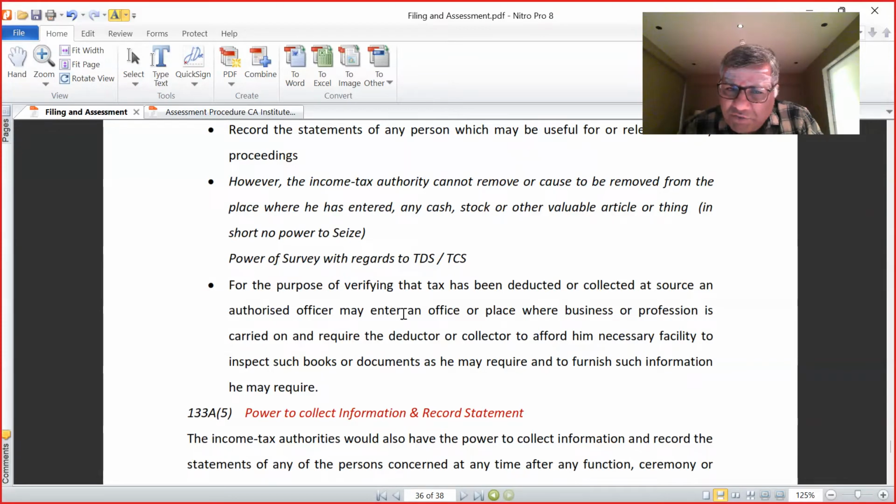An authorized officer may enter an office or place where business or profession is carried on and require the deductor or collector to facilitate verifying whether you have collected tax or not. This is survey.